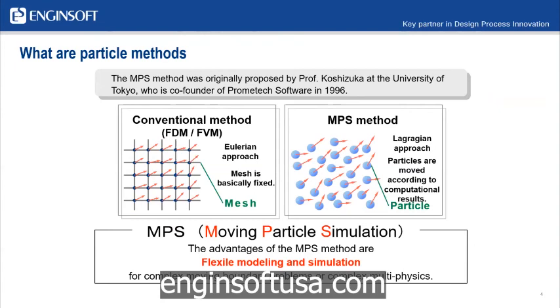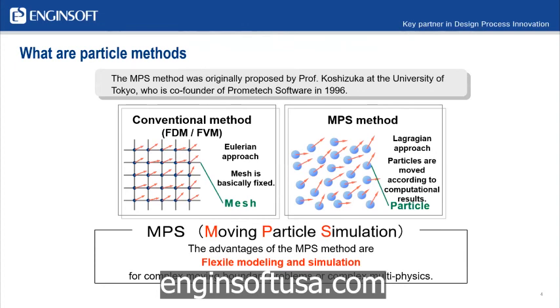So conventional methods, as you can see on the left, have really a fixed grid. They're an Eulerian approach, and you have fixed nodes with fixed connections between those nodes. Those connections can change when you do an adaptive remeshing process, but this is pretty time intensive and can drastically increase your compute workload. MPS and particle methods in general take a different approach.